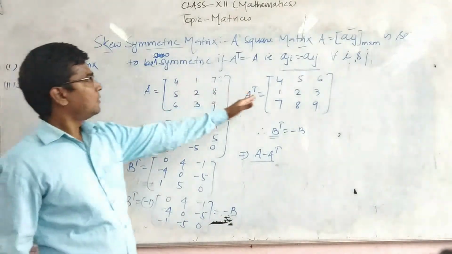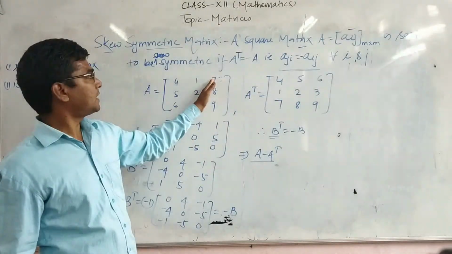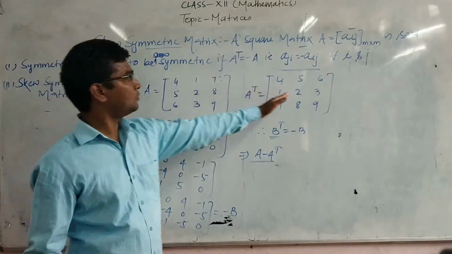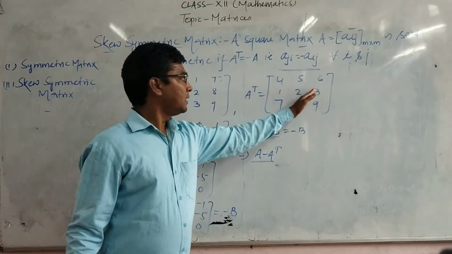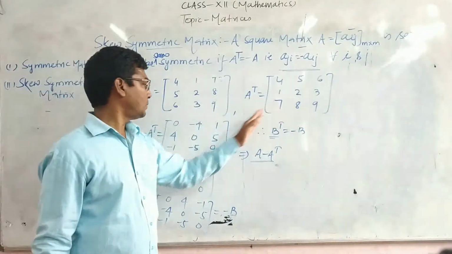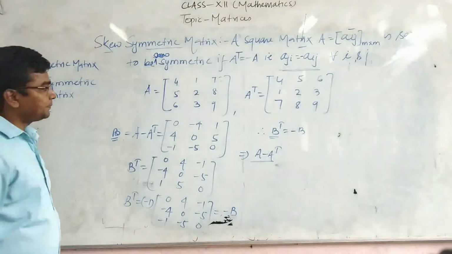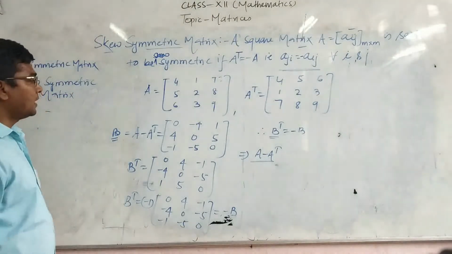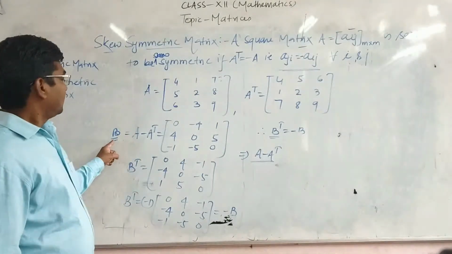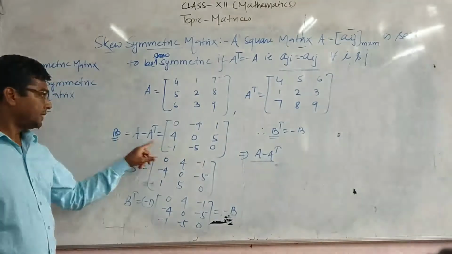So 4 minus 4 it will be 0, 1 minus 5 it will be minus 4, 7 minus 6 it will be 1, 5 minus 1 it will be 4, 2 minus 2 it will be 0, 8 minus 3 it will be 5, 6 minus 7 it will be minus 1, 3 minus 8 it will be minus 5, 9 minus 9 it will be 0. Now you can see from here that it becomes a skew symmetric matrix.